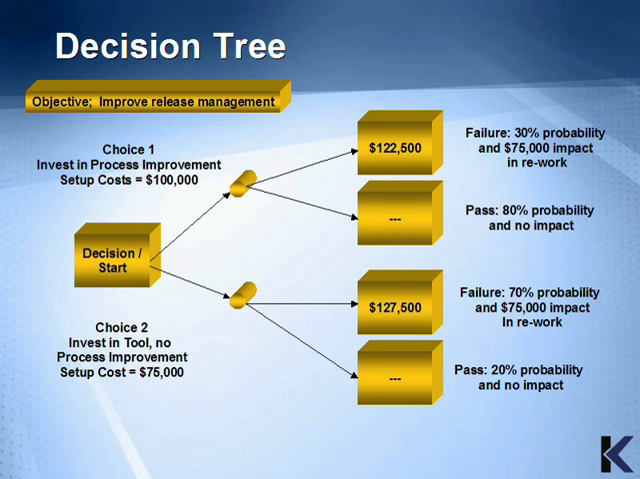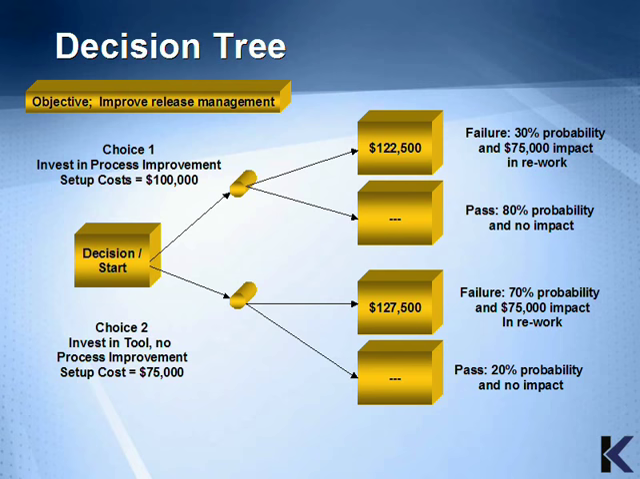To mitigate the risk of the release management problem for this project, two choices have been developed. Choice number 1 is to invest in process improvement where the setup costs are $100,000. Choice number 2 is to invest in a tool with no process improvement activity at a lesser cost of $75,000.